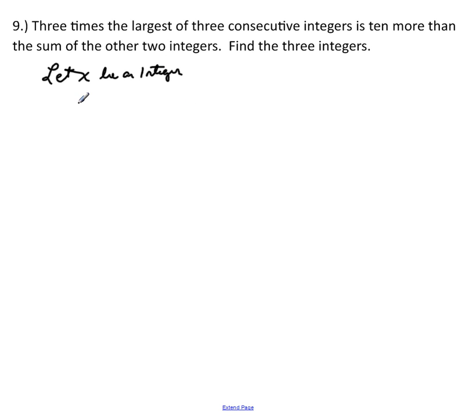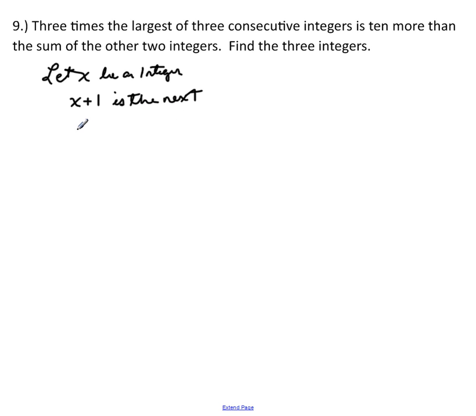So the next question is, if x is an integer, what do we mean by the 3 consecutive integers? What integers would come after that? Well, if x is an integer, let's say it's 5, I don't know if that's the answer, then 6 would be the next integer. And 6 is 1 greater than 5, which means that whatever x is, we simply add 1 to it to get the next integer. So this is our next consecutive integer.